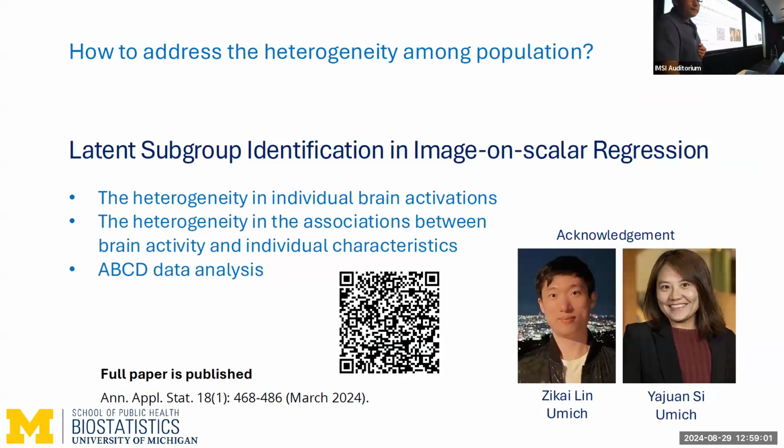There's another example I probably don't have time to show. It's about how you address the heterogeneity of the population. Here we want to emphasize that there is population heterogeneity between brain activity and individual characteristics. So we performed some data analysis on the ABCD study. This work was primarily done by my PhD student who just graduated last week, Zikai Lin, and my long-term collaborator, Jian.